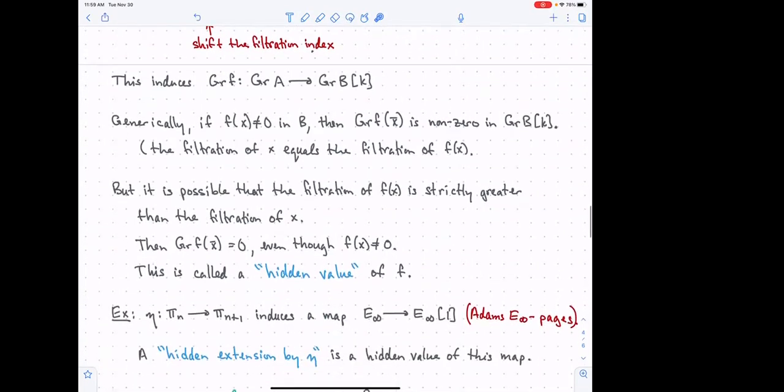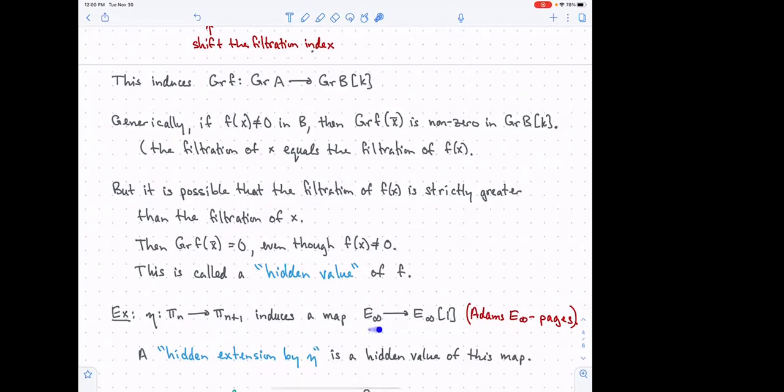All right, so let's get a little bit more concrete. There is an element eta in pi 1, the first stable homotopy group, the first Hopf map. Multiplication by eta induces a map from pi n to pi n plus 1. That map is then seen when you look at Adams E infinity pages, which are associated gradeds for these two groups. E infinity is the associated graded for the source, and E infinity bracket 1 is the associated graded for this other one. That bracket 1 is that shift again, because that's the way eta ends up shifting the filtration.